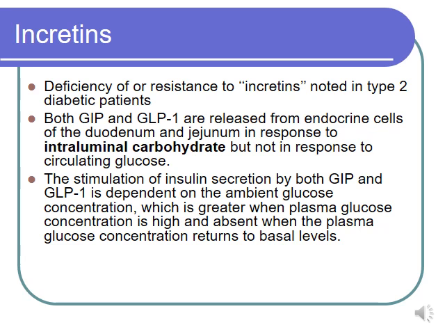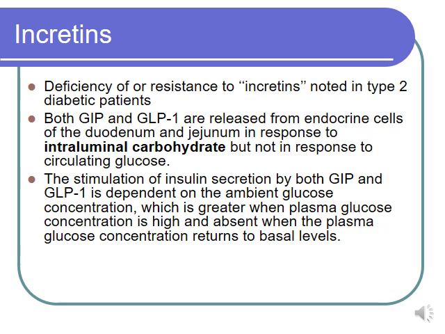The deficiency or resistance to incretin is noted in type 2 diabetic patients. Both the gastric inhibitory peptide and glucagon-like peptide 1 are released from the endocrine cells of the duodenum and jejunum in response to intraluminal carbohydrate, but not in response to circulating glucose.